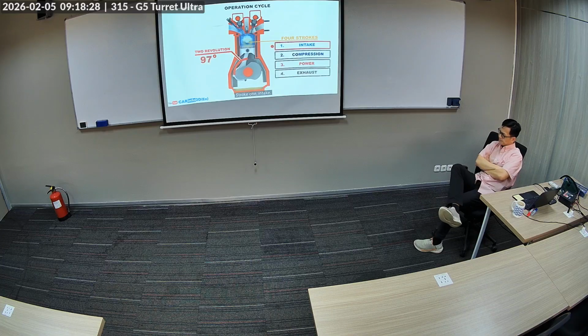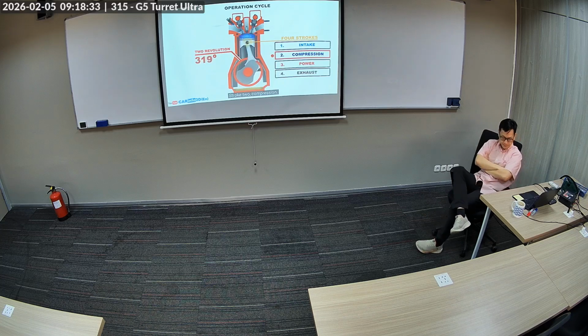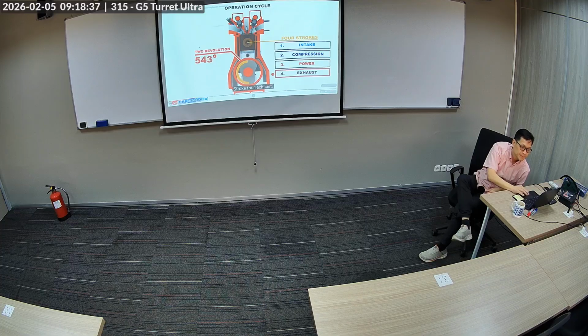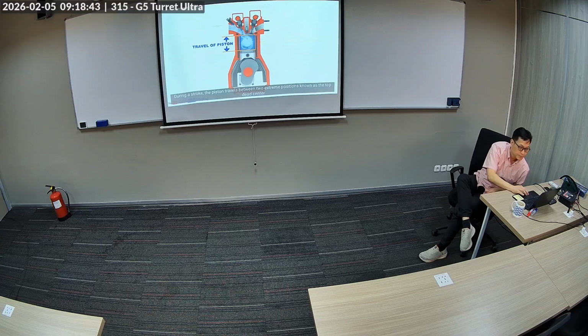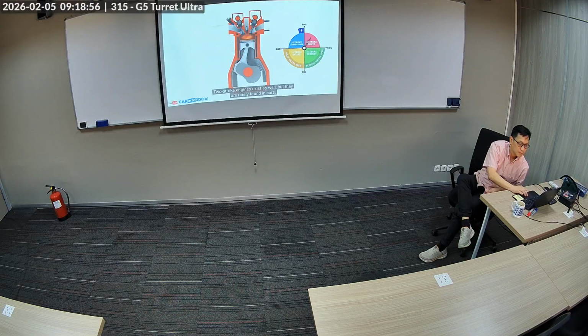Stroke 1, intake. Stroke 2, compression. Stroke 3, power. Stroke 4, exhaust. During a stroke, the piston travels between 2 extreme positions known as the top dead center and the bottom dead center. 2-stroke engines exist as well, but they are rarely found in cars.